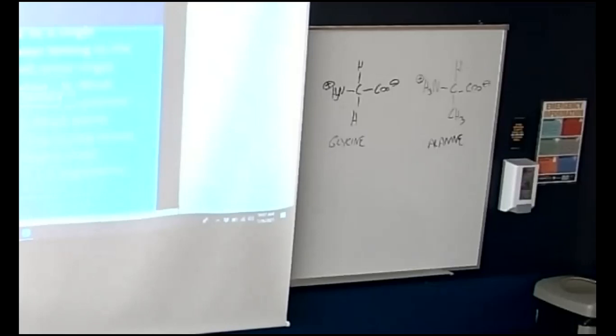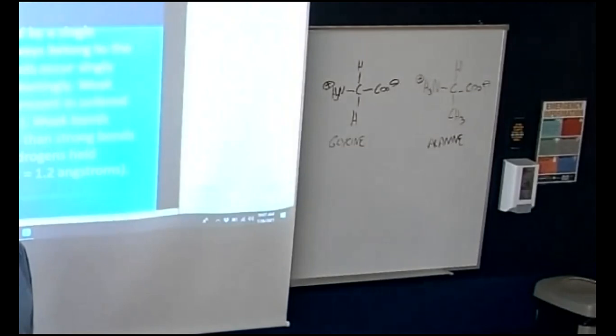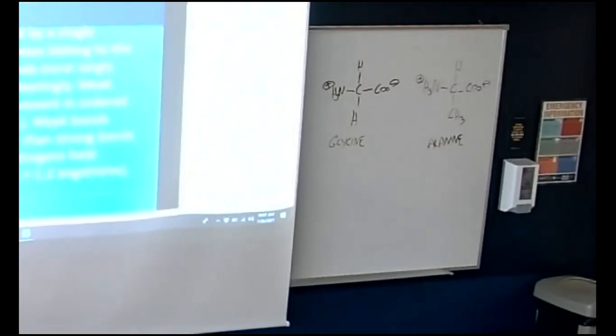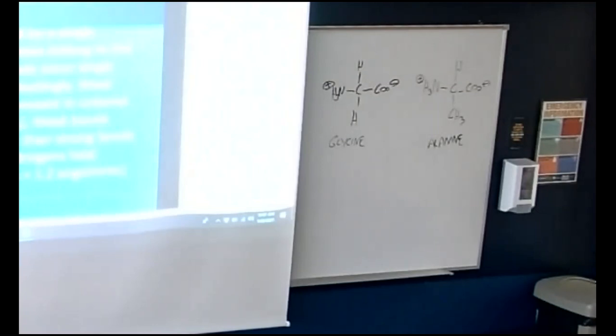Okay, so characteristics of chemical bonds, strength. Atoms united by a single covalent or strong bonds always belong to the same molecule. In this case, we're talking exclusively about covalent bonds. Weak bonds occur singly between molecules only fleetingly. Weak bonds only persist when present in ordered groups, for example, hydrogen bonding in DNA.